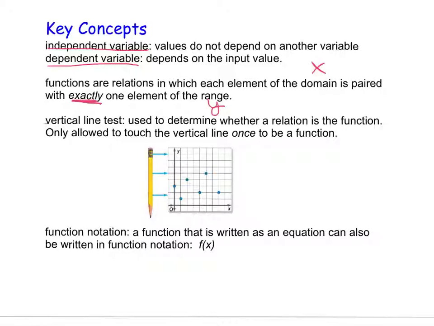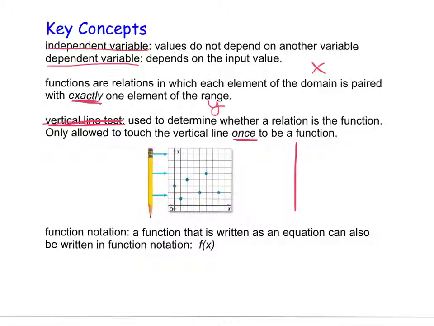Also, we have something known as a vertical line test. And a vertical line test is used to determine whether a relation is a function. And when you're using the vertical line test, you're only allowed to touch the vertical line once in order to be a function. Okay, so if you look here at this little picture I have on the screen, I've got a pencil and it's got arrows moving across the graph. So if you were to take this pencil and imagine that pencil going across your screen, or if you want to put your pencil up to the screen and move it across your screen, does all of those dots or that graph only touch your pencil once?